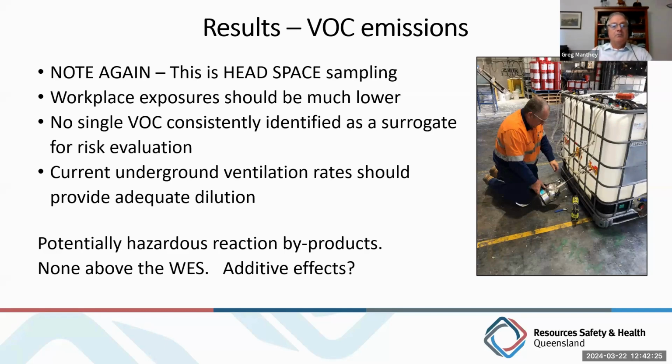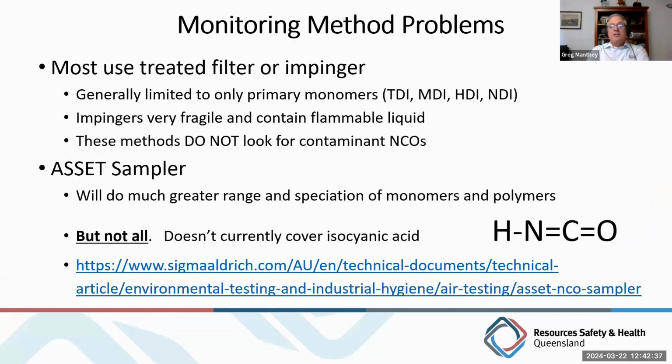So again, exposure to VOC should be low, particularly if ventilation is good, but consider that they are there and there are potential additive effects. Monitoring method issues. Most isocyanate monitoring methods use treated filters or impingers. But with treated filters, the analysis is very limited, generally only the primary monomers. Impingers are fragile and present their own risks. And none of those traditional methods look at these contaminant NCOs.